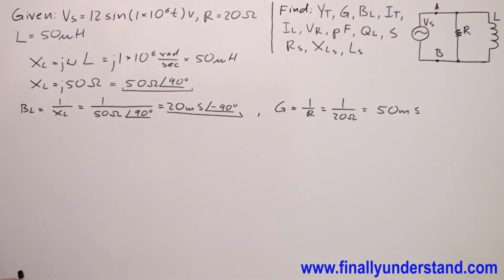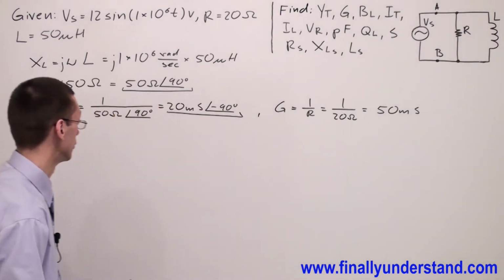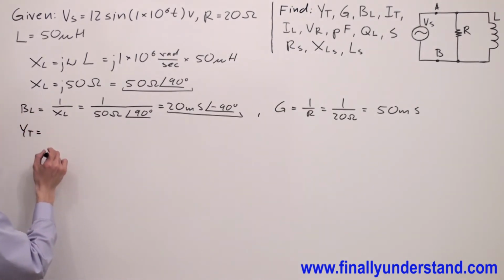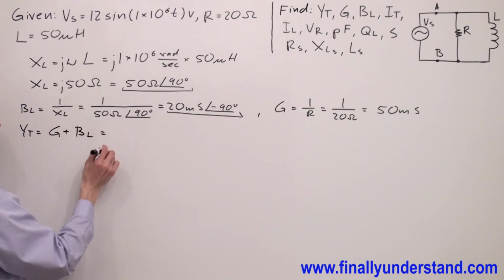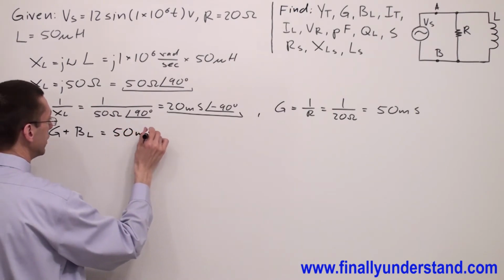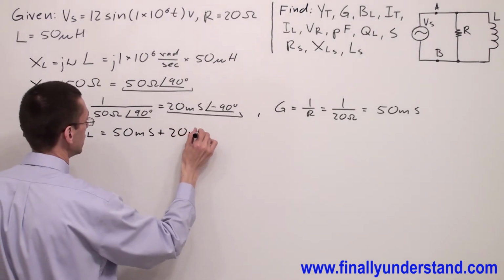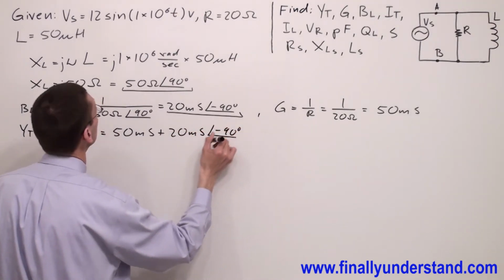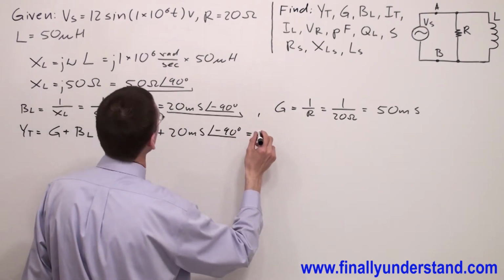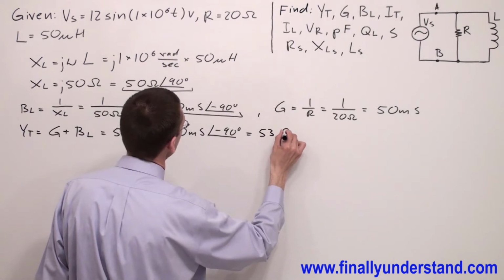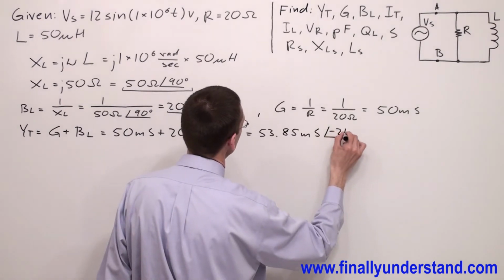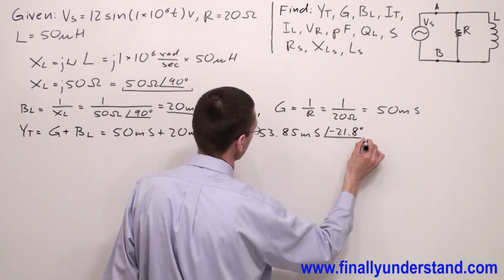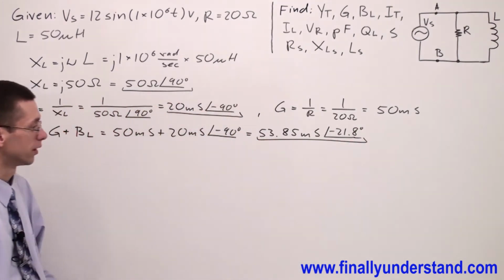Next, I'm supposed to find Y total because I have found BL and I found G. So the formula says Y total, total admittance, is equal to G plus BL, which is equal to 50 millisiemens plus 20 millisiemens and angle of negative 90 degrees. So this is equal to 53.85 millisiemens and angle of negative 21.8 degrees. This is my total admittance.